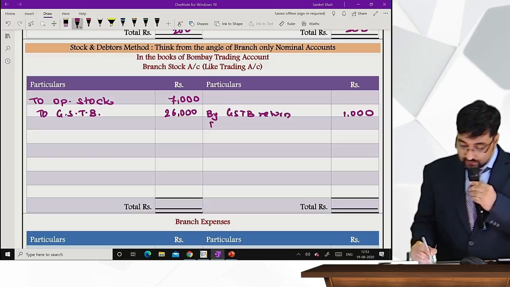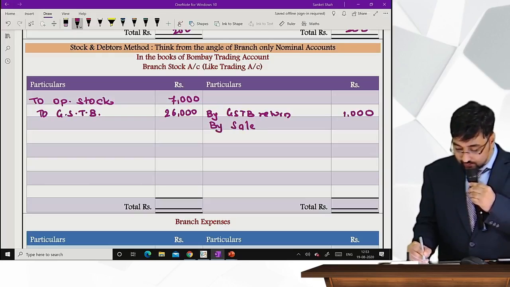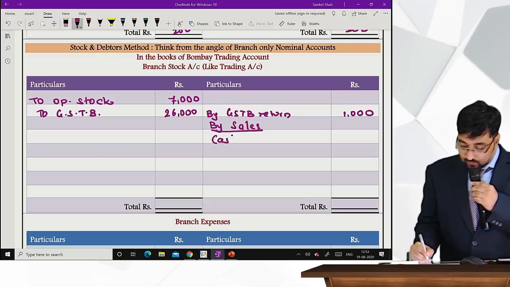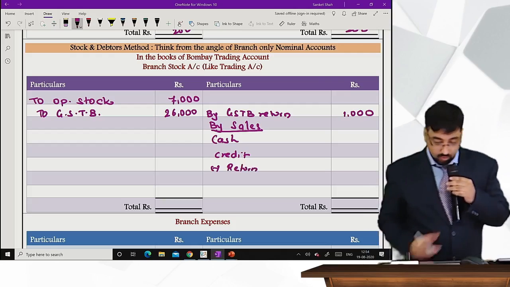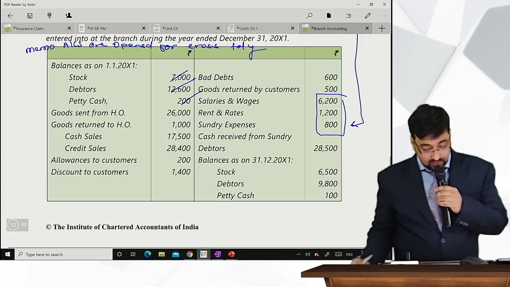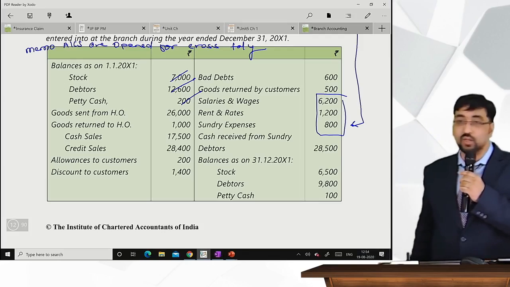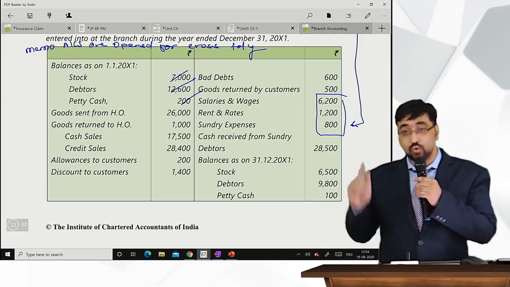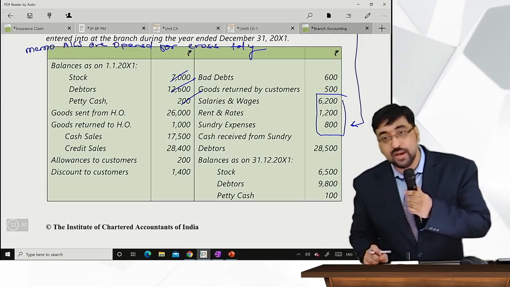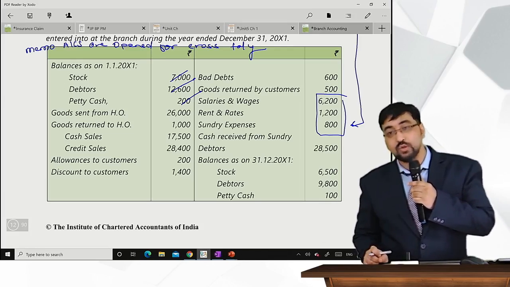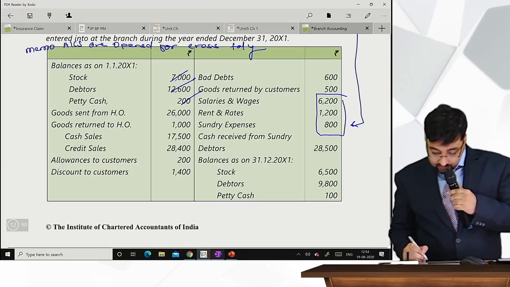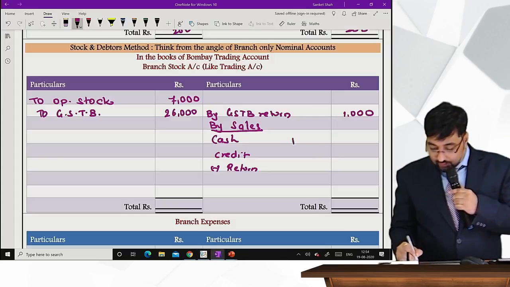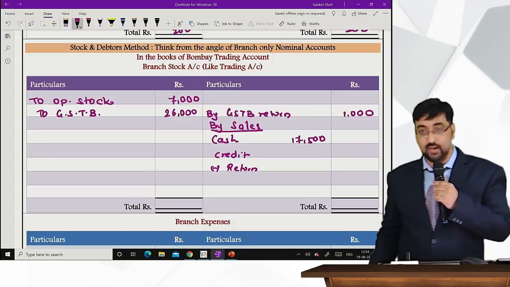Cash sales. What is entry for cash sales? So by sales, first make the format cash credit less return. I already explained you. Format is important. Okay. So cash sales, here entry will be cash account debit to sales. Cash account is not open because all daily cash is sent to HO, and here partly expenses are not paid by HO, a branch, therefore cash account is not open. But sales account, you have to write it on the credit side of stock account. So what is the amount? Cash sales 17,500, only one effect.